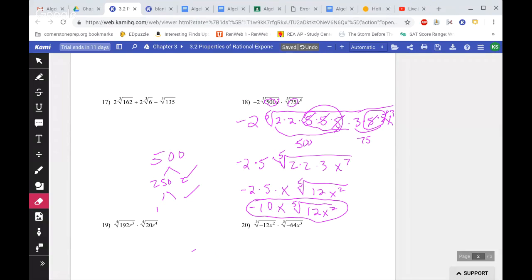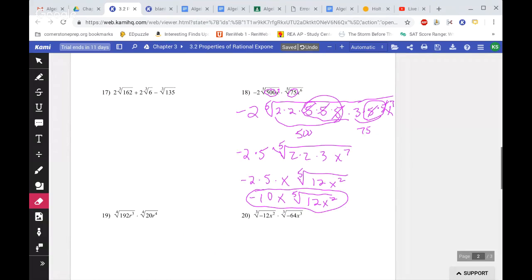How are you with like 17, where they're adding and subtracting and you have to factor those out because you can only combine like radicals? Are you feeling good about those? Yeah. Okay, cool. Good job. Sometimes those can be even trickier. Okay, is there another one on this page?